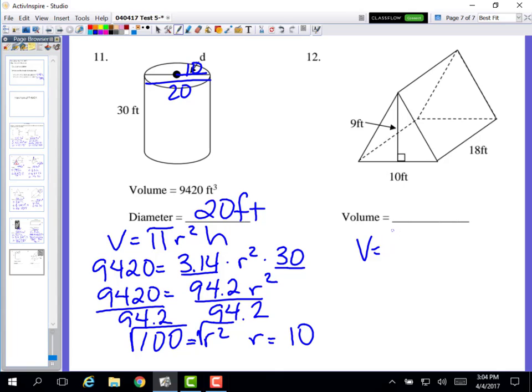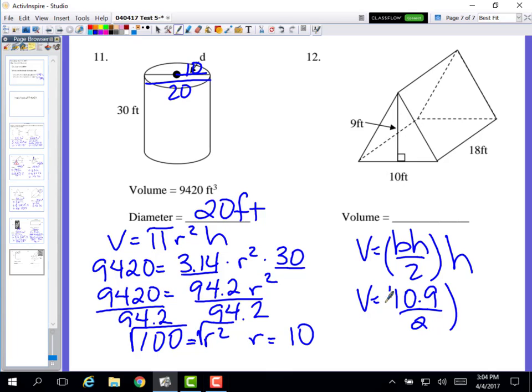And then the last question is triangular prism. So volume is equal to base times height divided by 2 times height. So volume is equal to 10 times 9 divided by 2 times 18. Well, 10 times 9 gives me 90. Divided by 2 is 45. Times 18 gives us 810 feet cubed. And that's how you work each of the questions on the test review.